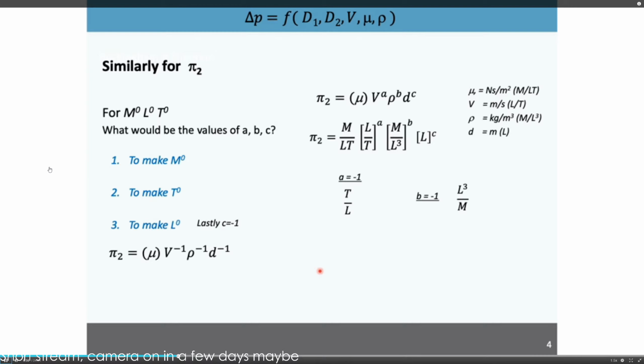So you go through this process of eliminating M, L, and T, making sure that they are always to the power 0. Then you will arrive at the second pi group, which is dimensionless. You can write this term like this, or you can write it as rho v over mu, which is the Reynolds number. So this is commonly known as the Reynolds number. You can either write mu over rho v, or more commonly rho v over mu as the Reynolds number. Similarly, you do this for pi group 3.